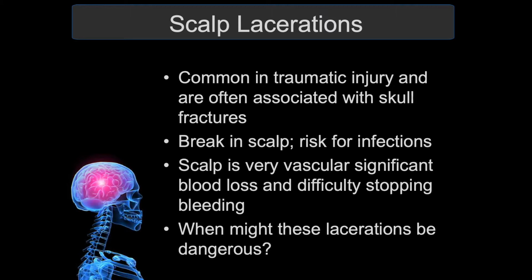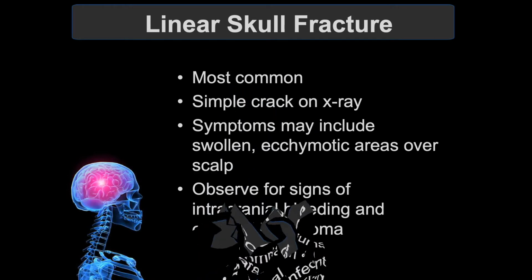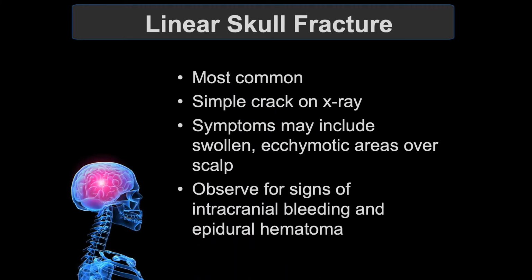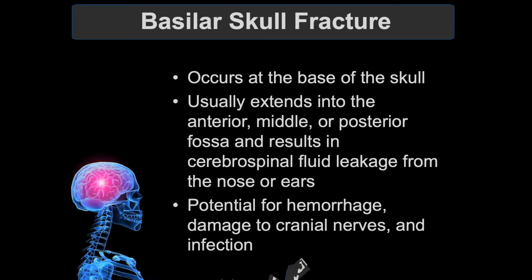A linear skull fracture is a simple, clean break. The impacted area of the bone bends inward and the area around it bends outward. It is the most common type of skull fracture seen. It is a simple crack on an X-ray. Symptoms may include swollen, ecchymotic areas over the scalp, and the nurse should observe for signs of intracranial bleeding and epidural hematoma.